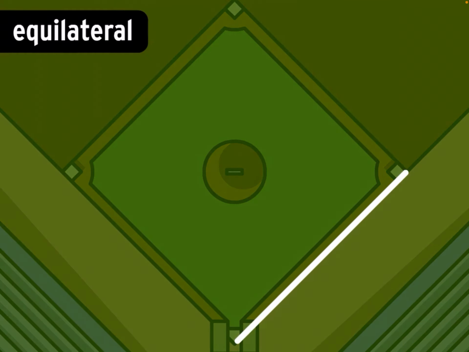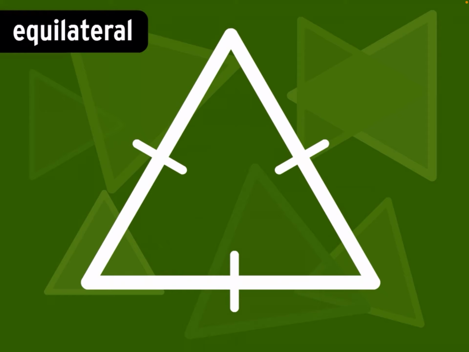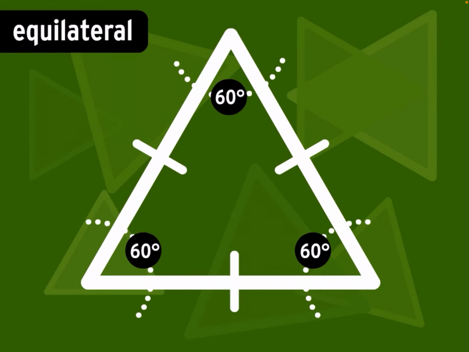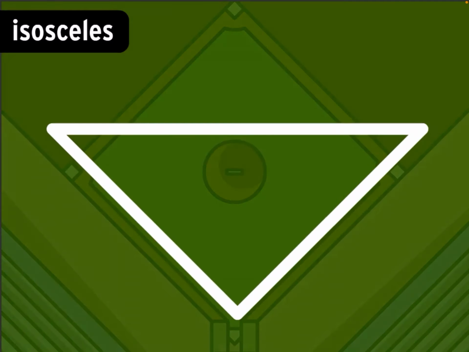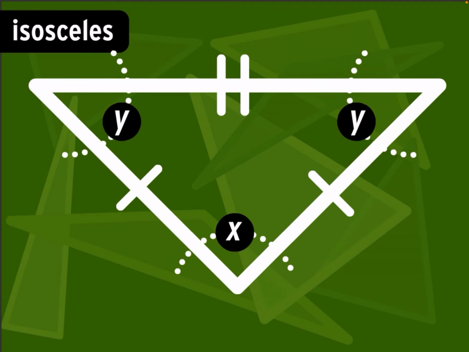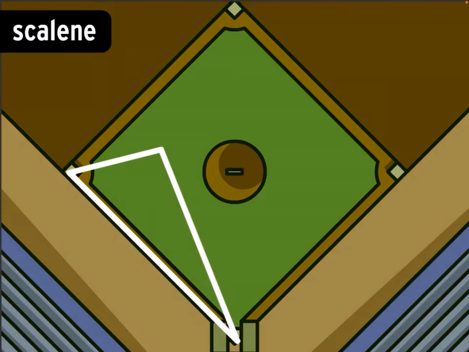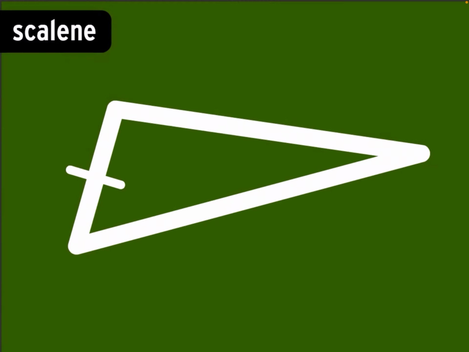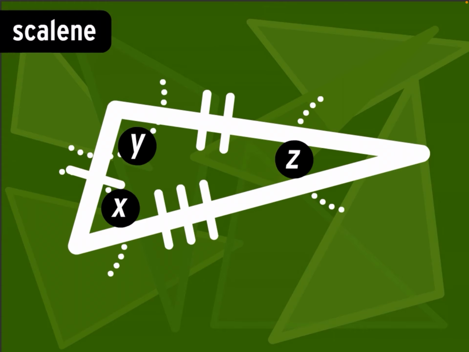Equilateral triangles have 3 sides of equal length. Since the sides are equal, the angles of an equilateral triangle all measure 60 degrees. Isosceles triangles have at least 2 sides that are the same length. At least 2 of the angles are equal as well. Scalene triangles have 3 sides of different lengths. Every angle in a scalene triangle is different from every other angle.